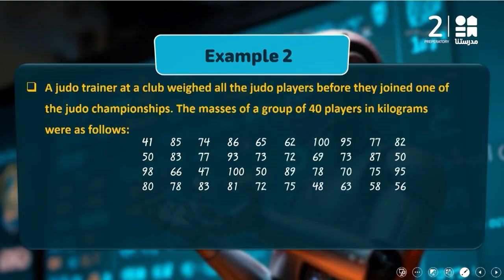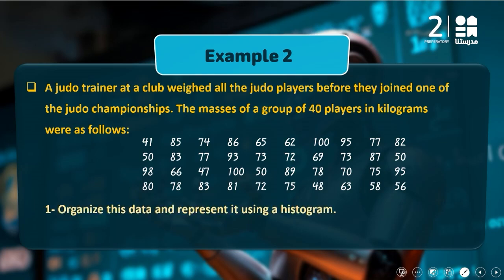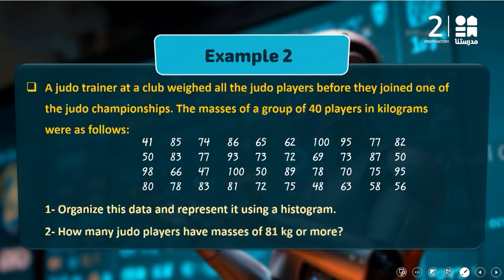Let's look at example number 2. A judo trainer at a club weighed all the judo players before they joined one of the judo championships. The masses of the group of 40 players in kilograms were as follows. So the data here is the masses of the group of 40 players in kilograms. He asked me to organize the data and represent it using a histogram, and how many judo players have masses of 81 kilograms or more.